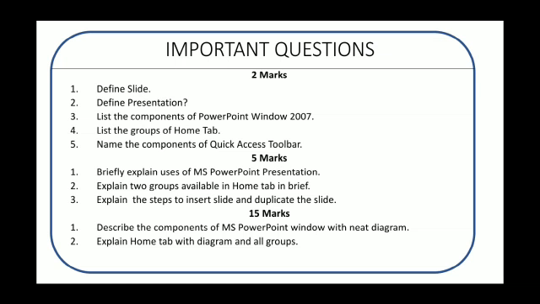For 5 marks: briefly explain the uses of MS PowerPoint presentation. Already we discussed the uses in previous classes, and you can mention them. If they ask for 5 marks, you have to write 5 points. Explain 2 groups available in the Home tab in brief. Any 2 groups you have to explain correctly: what options are there in that group, why each is used, and if it has a shortcut key, give the shortcut key also.